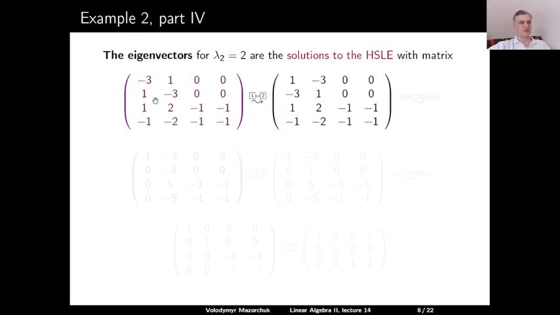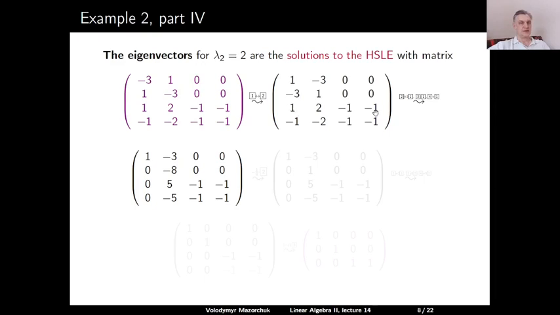So let us first swap the first two rows, so we get 1 in position 1,1. And now we can use this 1 to kill everything else in the first column. So we multiply the first row by 3 and add to row 2. We subtract the first row from the third row, and we add the first row to the fourth row. The first row remains the same, 1, -3, 0, 0. The second row becomes -3 plus 3 is 0, 1 minus 9 is -8, and then 0 and 0.